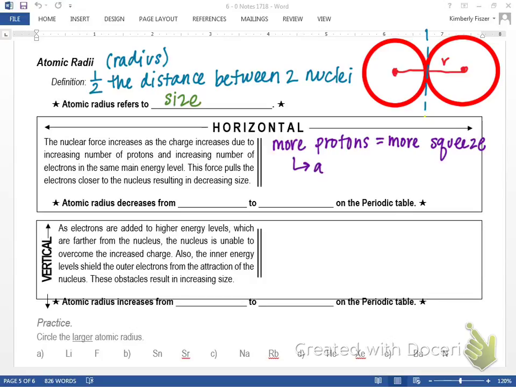This makes my atom get smaller. We're going to think hands on a hula hoop. Unfortunately, my hula hoop died. RIP, May 28th, 2017. Somebody squeezed it way too hard.